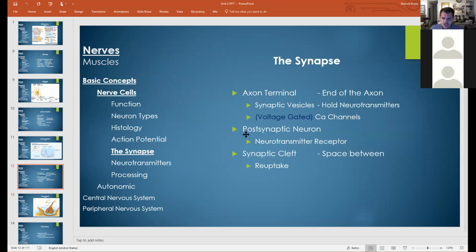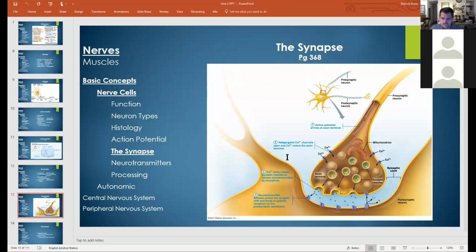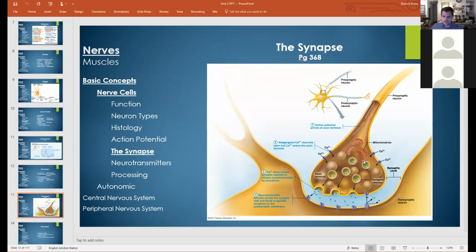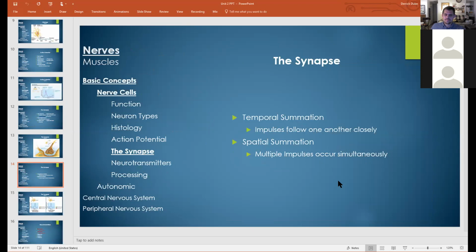And then here, just knowing your parts, the synaptic cleft, okay? Again, I have an image right here. So hopefully, temporal summation versus spatial summation. So this essentially is going to be temporal summation.